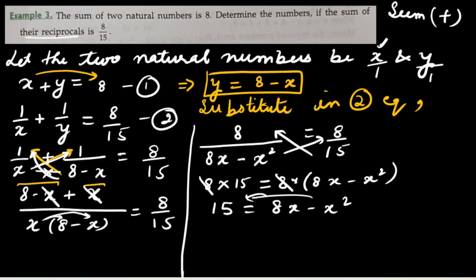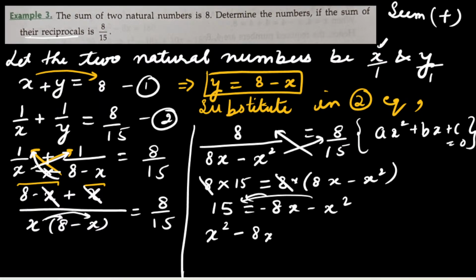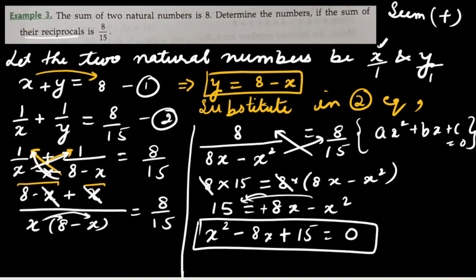Let's shift these terms to this side. If I shift, x square will become positive. So 15 is already there. I'll just write it in standard form directly. Standard form is ax square plus bx plus c is equals to 0. So x square, when I shift to this side, will become positive x square, minus 8x, because this is positive here, when we shift to the other side it will become negative. 15 is positive, it's already on this side, so we can write positive 15 only. So this is the required equation.